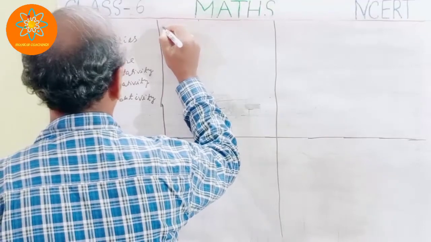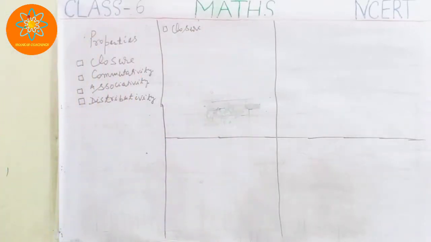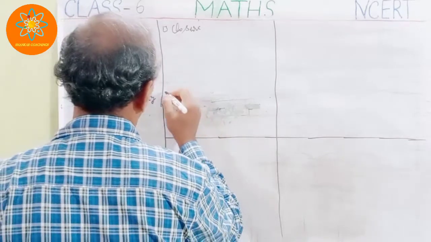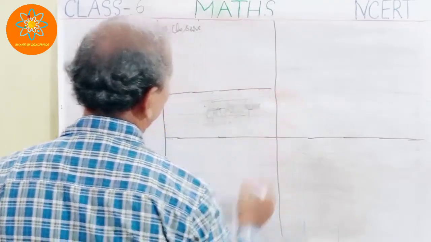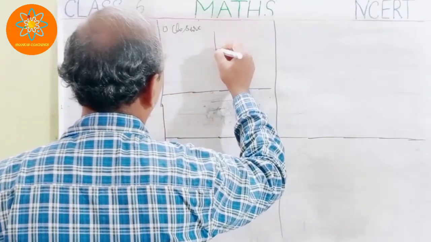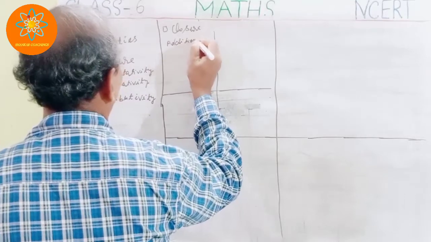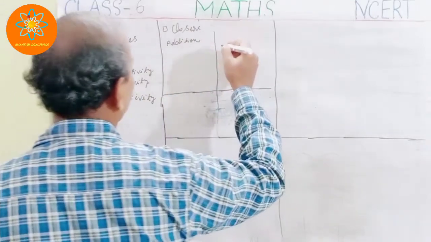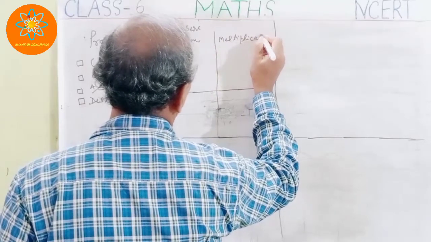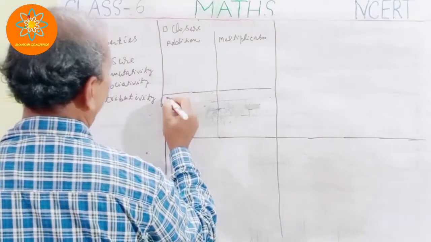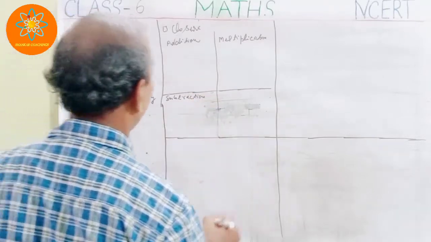For the closure property, I will check first addition, then multiplication, then subtraction, and lastly division.